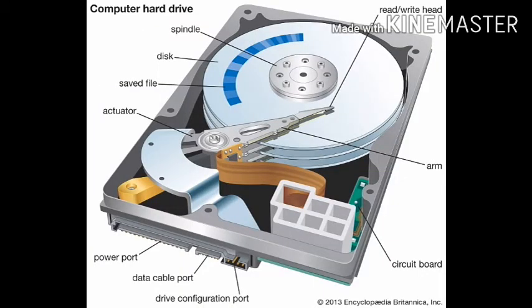These are the parts of a hard disk: spindle, disk, save file, actuator, power port, data cable port, drive configuration port, circuit board, arm and read-write head.